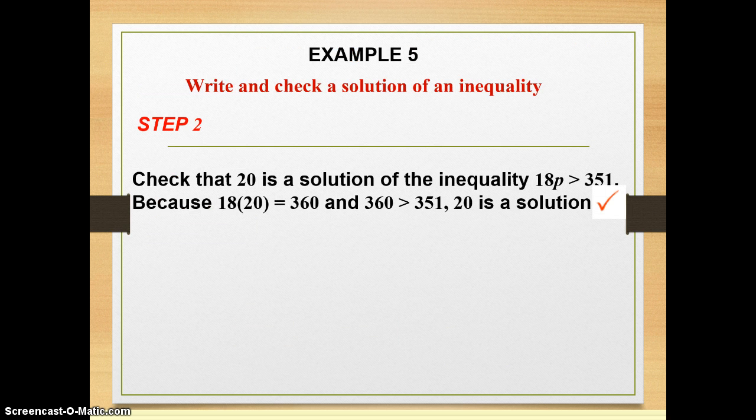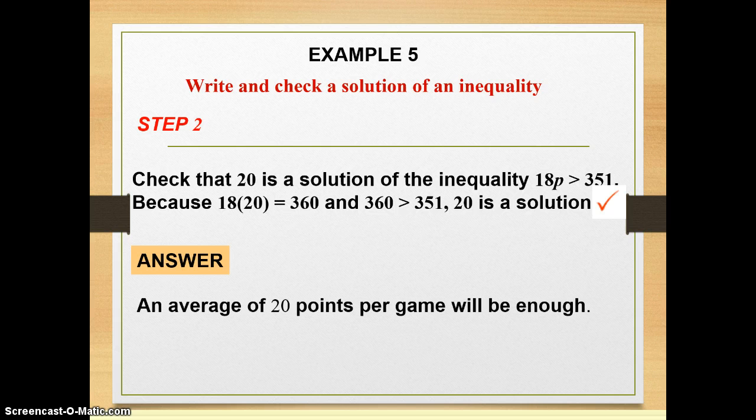Next, the next step is to check that 20 is a solution of the inequality 18P is greater than 351. Because 18 times 20 equals 360, and 360 is greater than 351, then 20 is a solution. So your answer is that an average of 20 points per game will be enough.